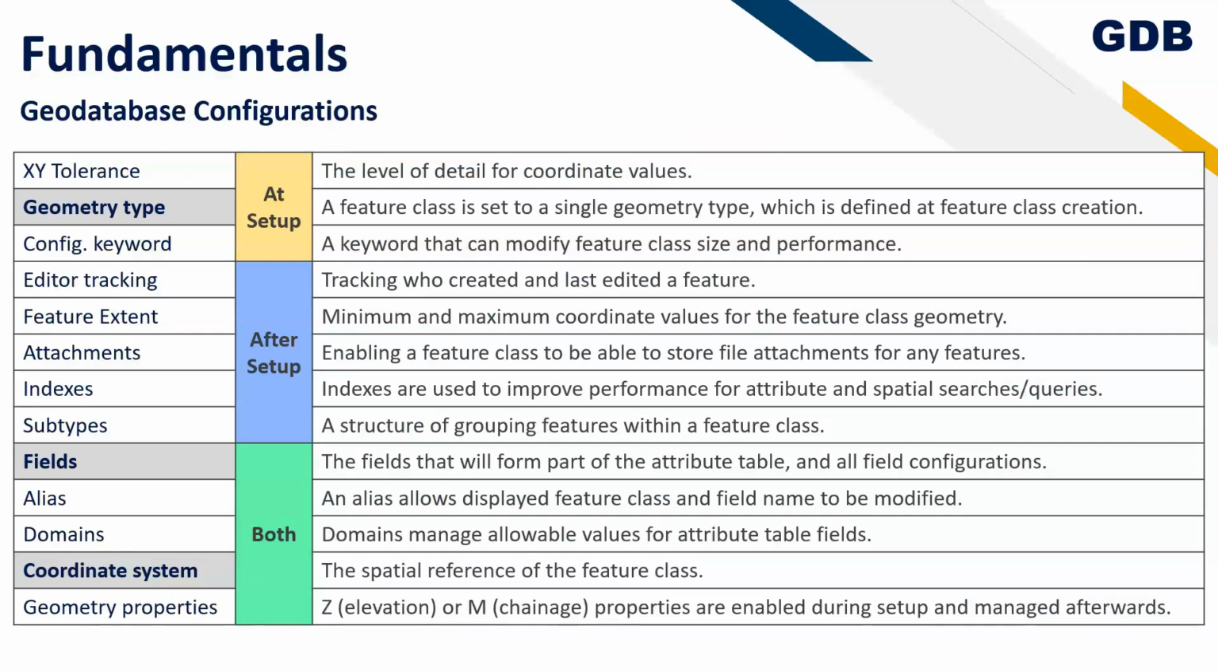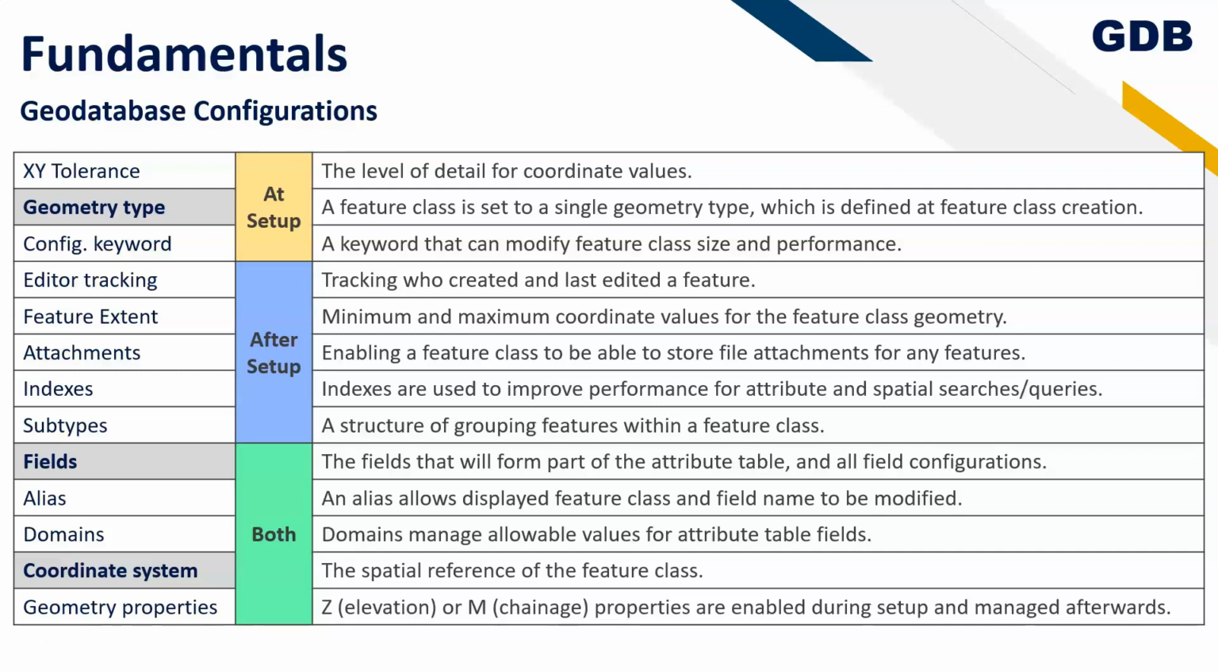This slide outlines the feature class configurations available within a file geodatabase. Some configurations are set when a feature class is created, others can be modified once a feature class has been created, and some configurations can be modified either during or after setup. This list of configurations provides geodatabases with the ability to greatly enhance data management. The configurations that need to be set during feature class creation include specifying the geometry type, the XY tolerance, and any configuration keywords.